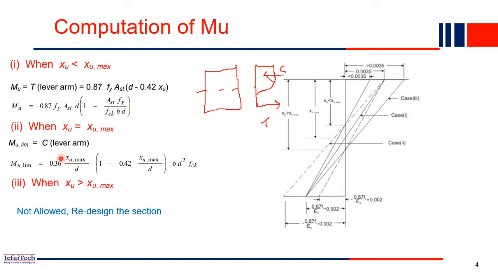So ultimately you just put the value of C and the lever arm value. You derive it from basics, and ultimately this is the final expression you will get: Mu lim. This is this one. And the third is not allowed. In any case, Xu should not exceed Xu max.